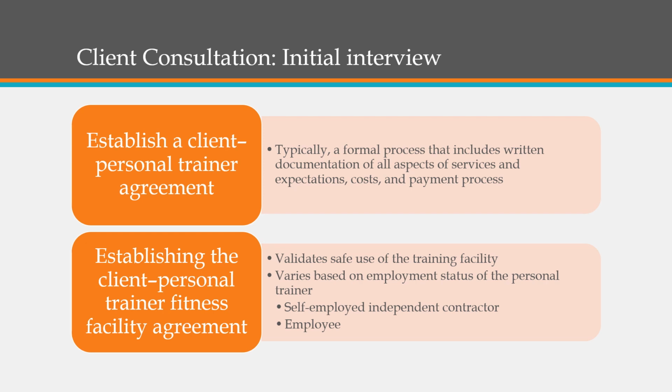So the parties involved: you want to clearly state the names and contact information of both the client and the personal trainer. The services that are provided: you want to describe the specific services that you will be providing, such as fitness assessments, exercise programming, and any additional services that you've agreed upon. The goals and expectations: outline the client's fitness goals and expectations for both the client and the personal trainer. And that should include attendance, adherence to the program, commitment to nutritional guidelines, and again, mutual communication expectations.